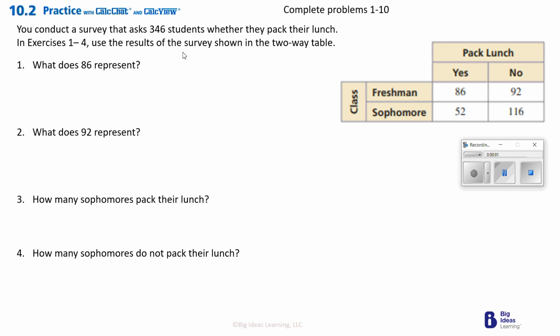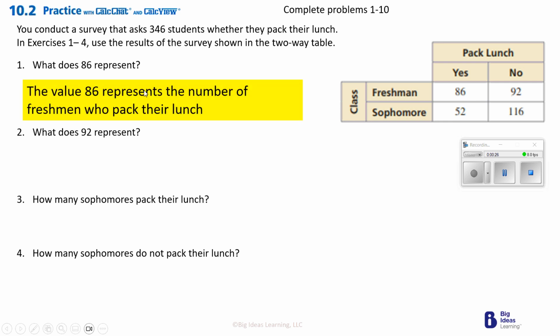Let's knock out this homework for 10-2. It says complete problems 1 through 10. You conduct a survey that asks 346 students whether they pack their lunch in exercises 1 through 4. Use the results of the survey shown in the 2A table. Number 1 says, what does 86 represent? That represents the number of freshmen that, yes, packed their lunch. So 86 represented the number of freshmen who packed their lunch.